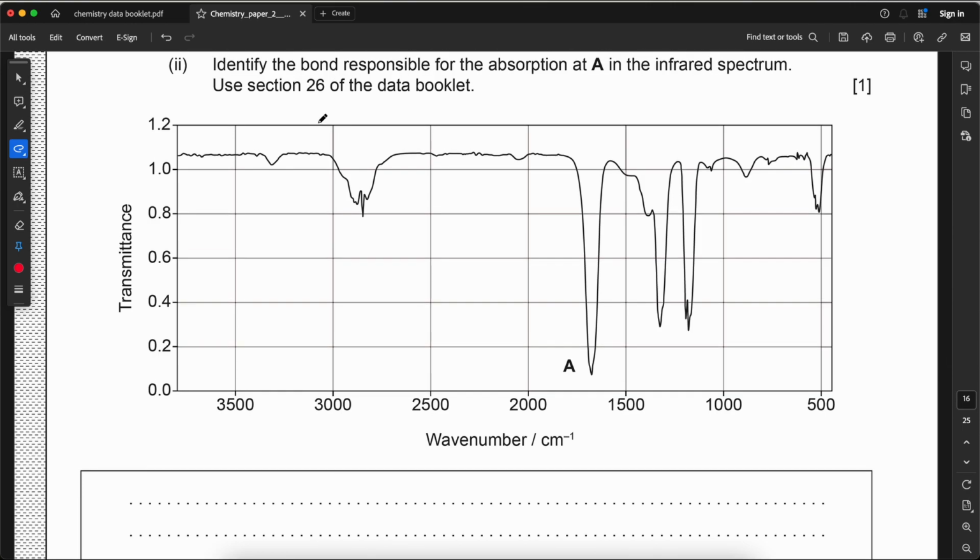Identify the bond responsible for the absorption at A in the infrared spectrum. Use section 28. This one is 1700 to 1750, which is the carbonyl, so C double bond O.